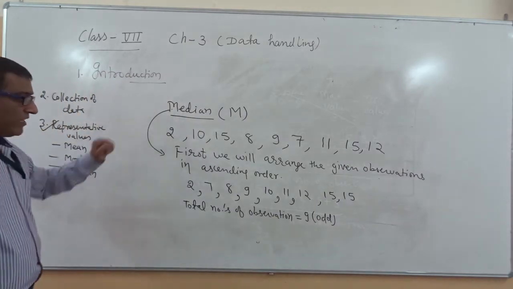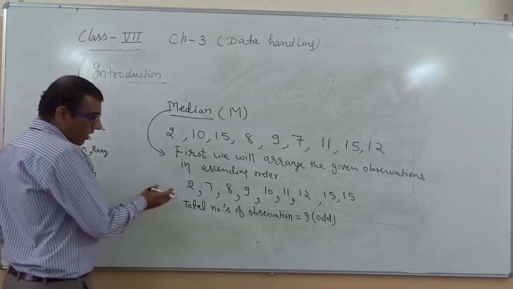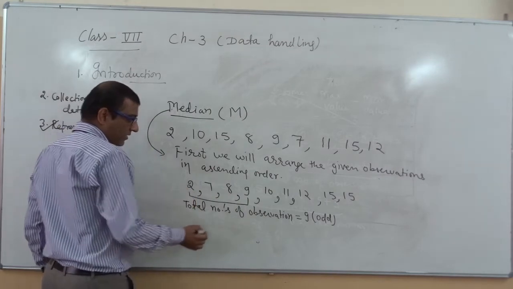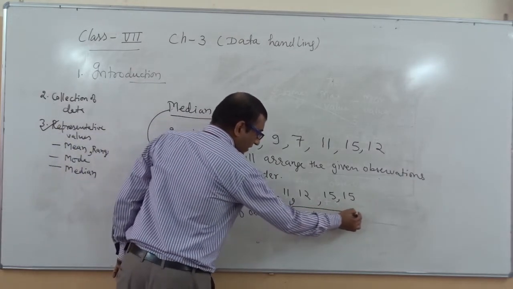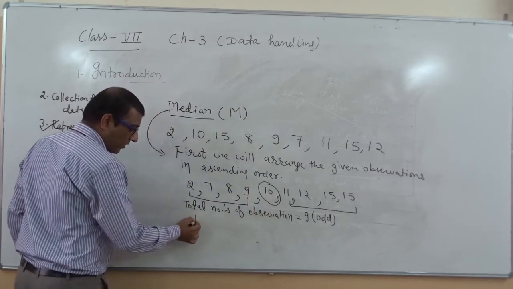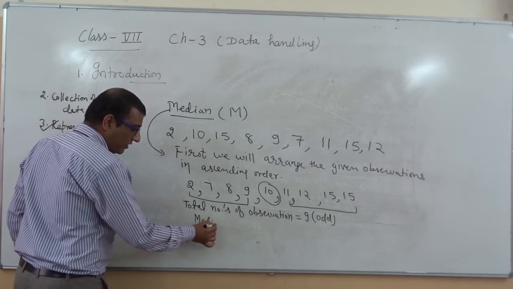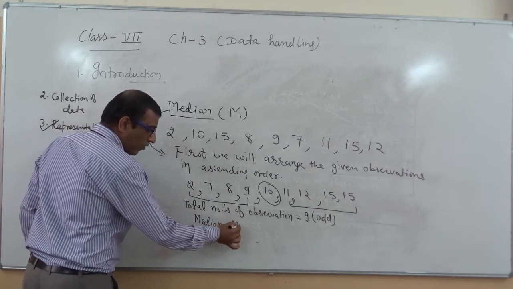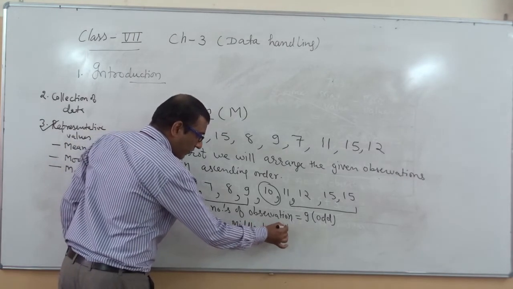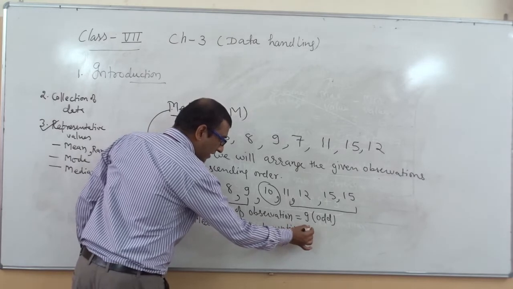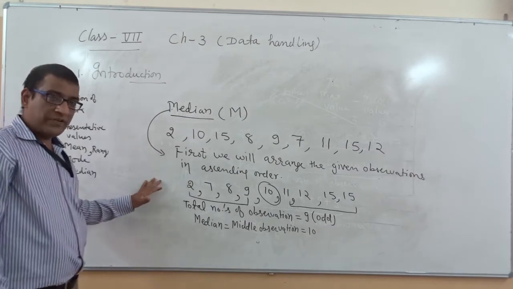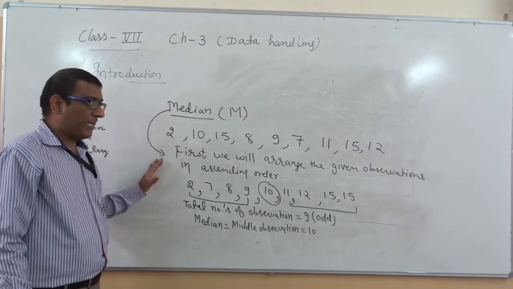So how can we calculate the median? If you see, out of these 9 observations, 4 are on the left hand side and 4 on the right hand side. So what is the middle value? At present we can say the middle observation is equivalent to 10.